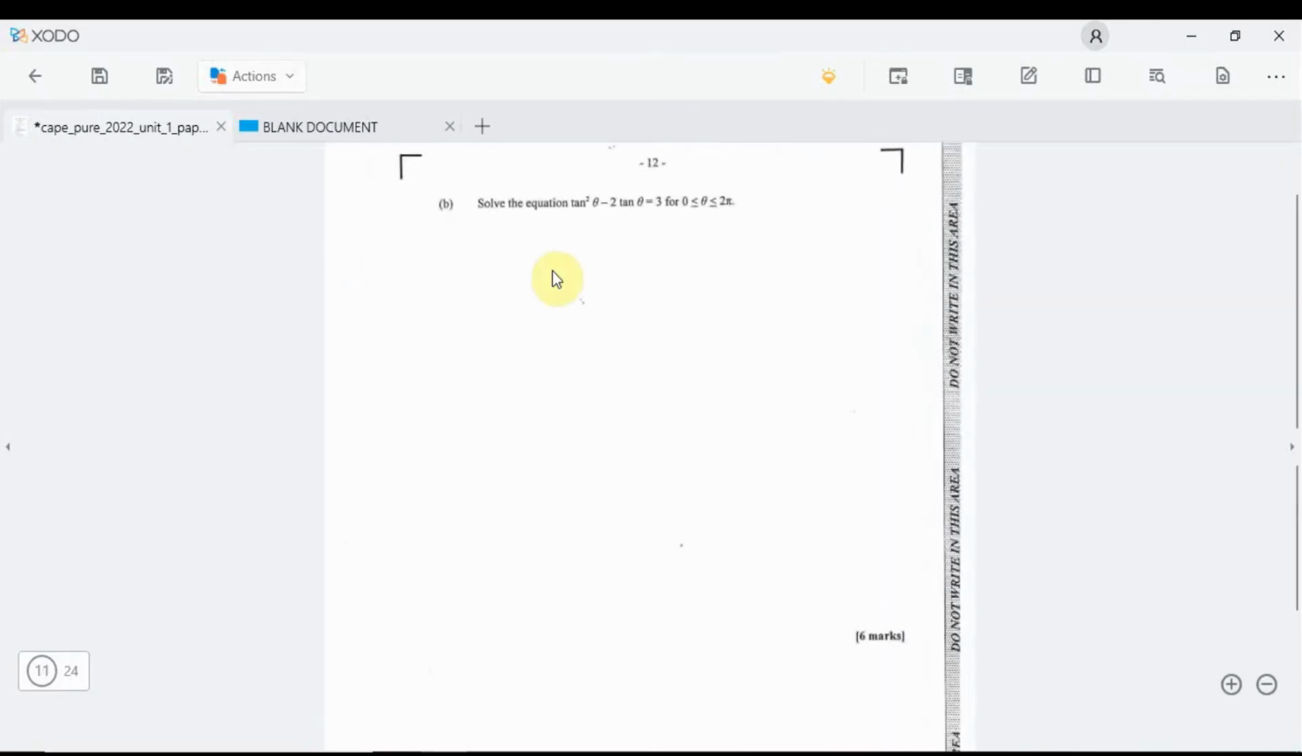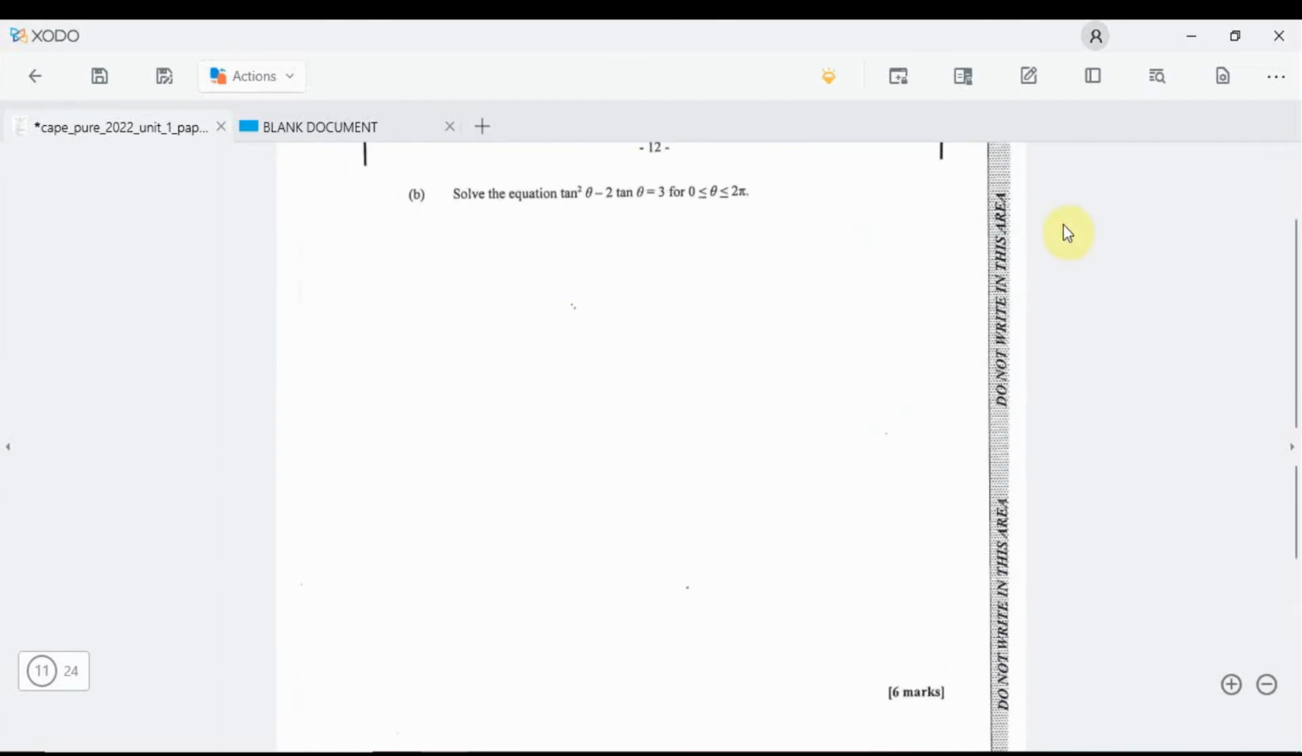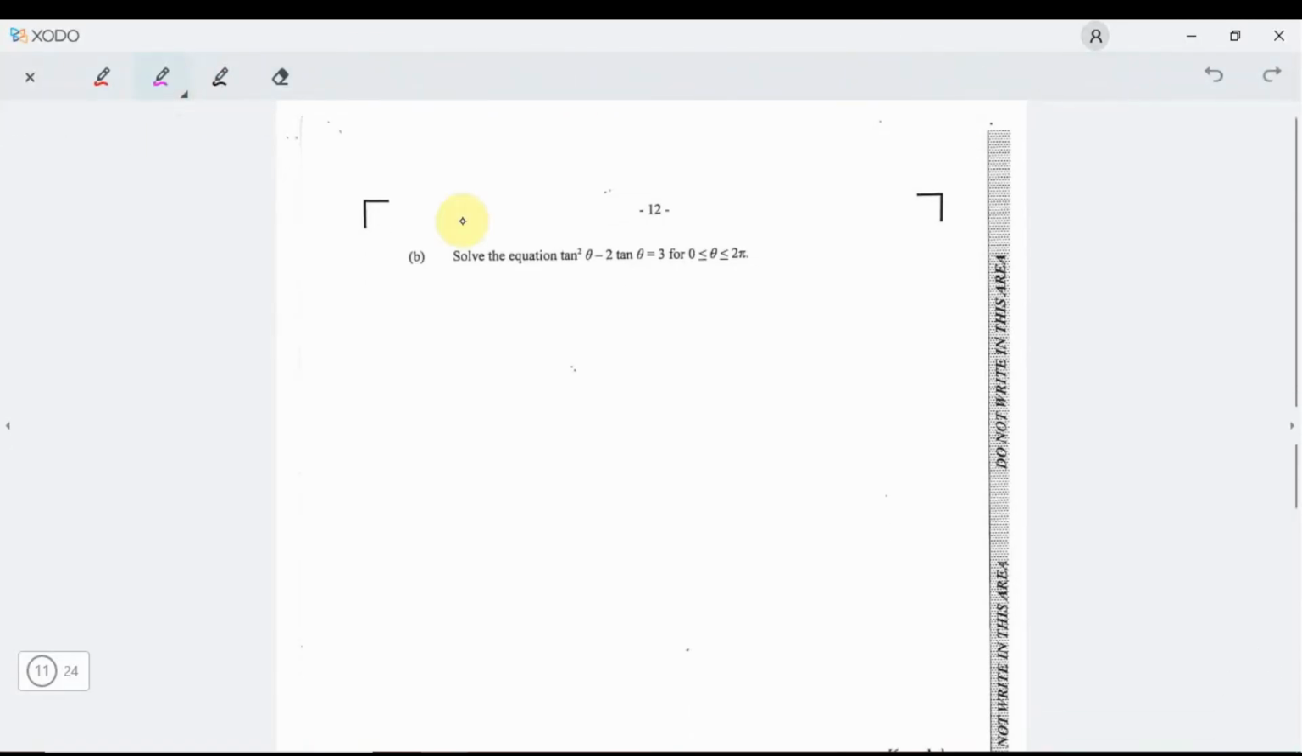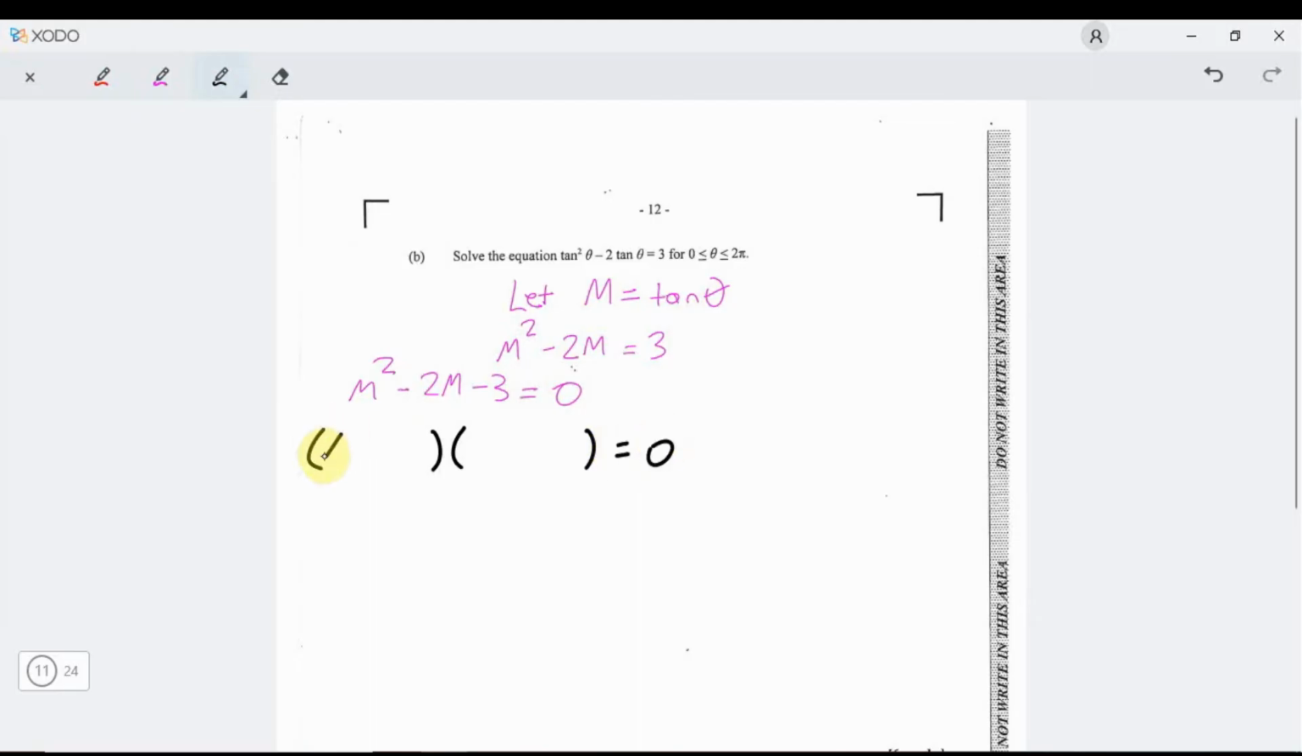Nice. The next part says to solve this equation. Now quickly I realize that it has tan, so I am going to use a u substitution. I'm going to say let m equal tan theta. So I notice this is really m squared minus 2m equal 3. So this is m squared minus 2m minus 3 equals 0. I can quickly factorize it. This is m, 3 and 1. Signs are different. The bigger number gets the negative, so minus and plus. This is saying m equals negative 1 or m equals 3.